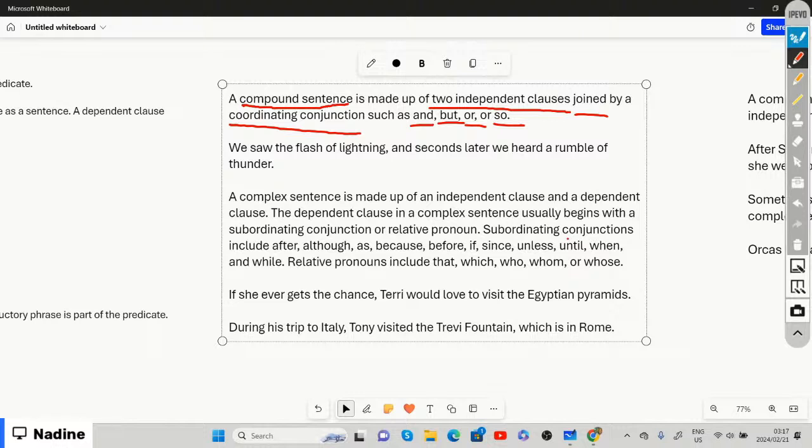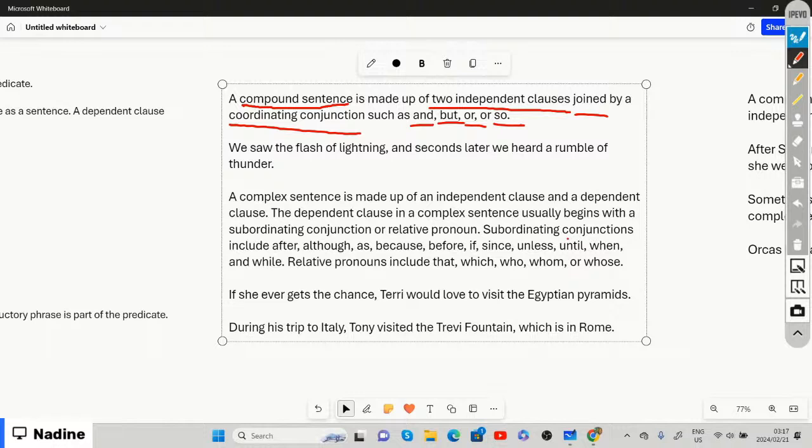Right? So that means we have these two independent clauses that can both stand on their own, both have a complete thought, both have a subject as well as a predicate, but they are also joined by a coordinating conjunction, which is either and, but, or so.